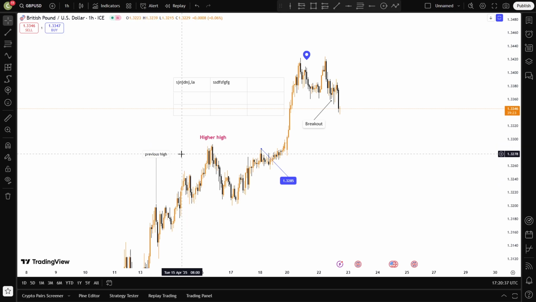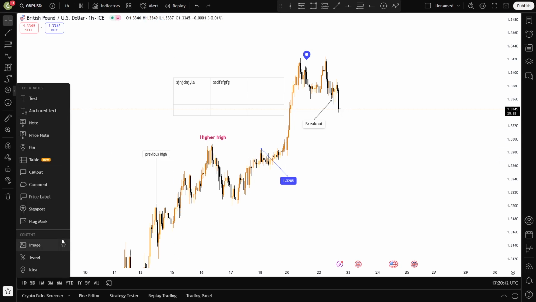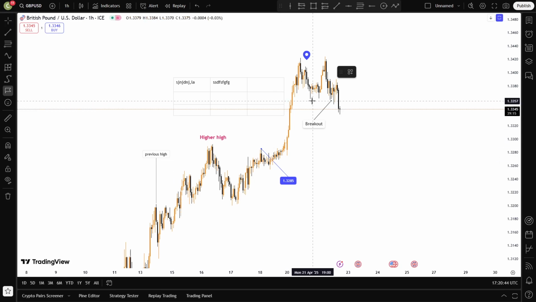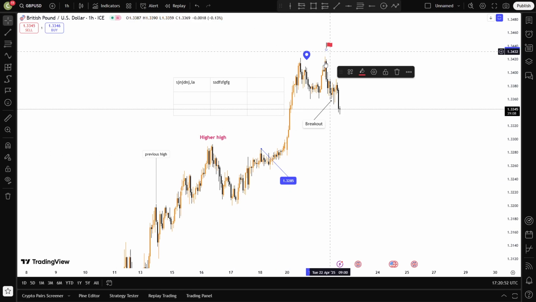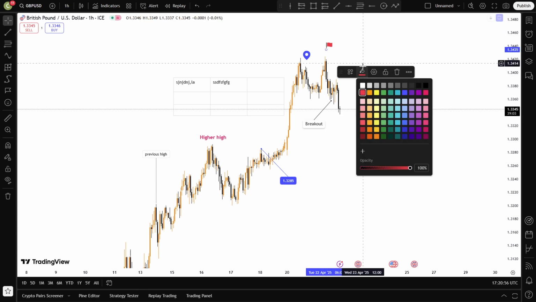And that's a signpost. So the next one after the signpost is the flag mark. So the flag mark just basically gives you that flag icon. So if I click anywhere here, I have the flag icon here, and you can just change the color of the flag by just clicking on that bucket paint and then choosing any color at all to change the color of the flag.